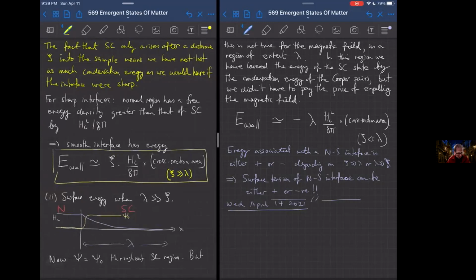And let's ask the following question. What happens when we take a superconductor, vary the external magnetic field or vary the temperature, and what do we expect to happen as we undergo the transition to the superconducting state? So this section we're going to call nucleation of superconductivity in bulk.